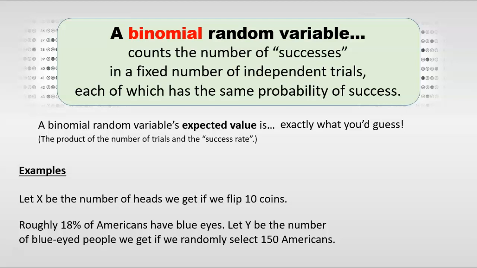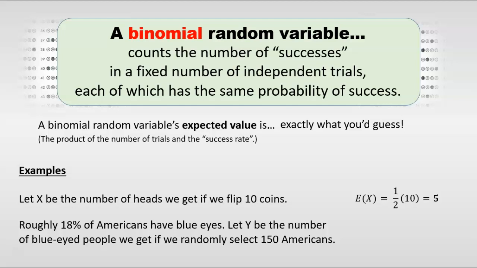Consider our example of the number of heads we get if we flip 10 coins. If this is x, then what can we say about the expected value of x? Well, because x is binomial, we don't have to crank out the whole probability distribution of x to find the answer. We can get the expected value just by thinking. There are 10 trials, half of which should be heads on average, so the expected value of x is 5.